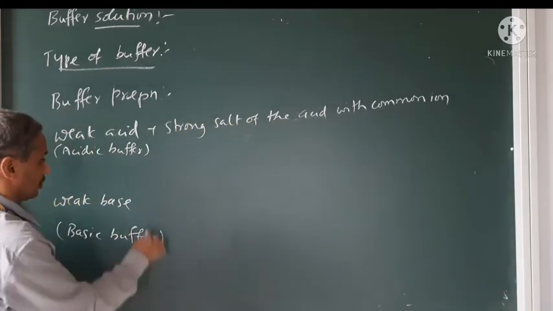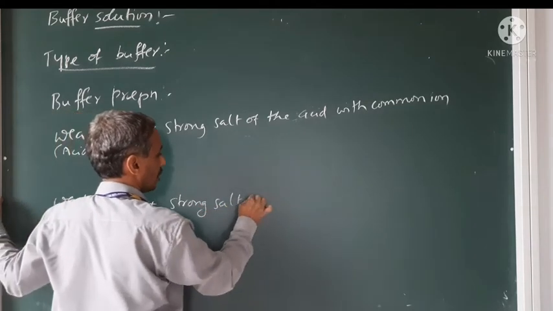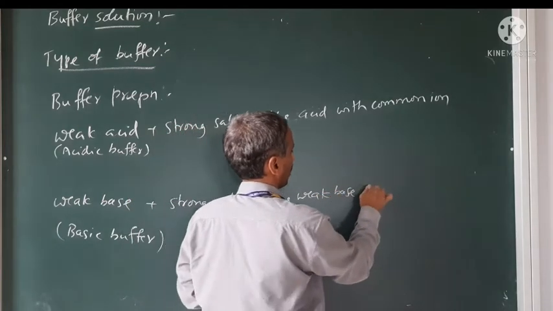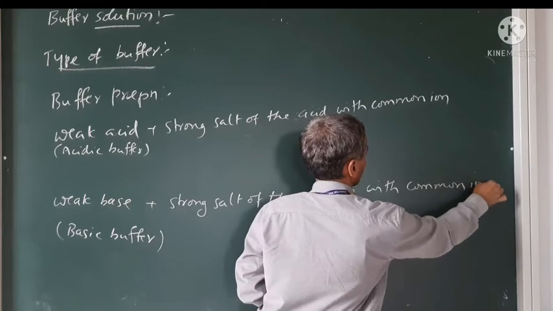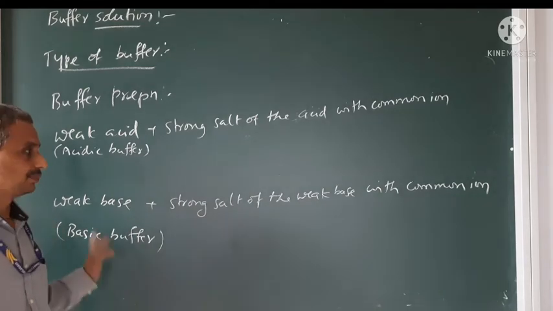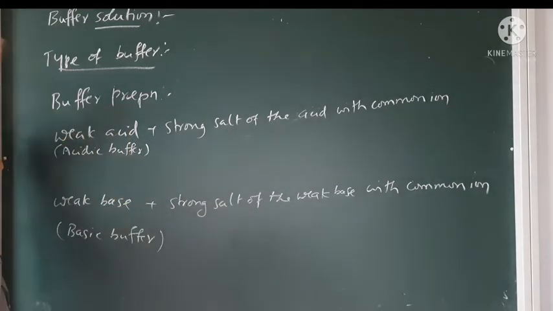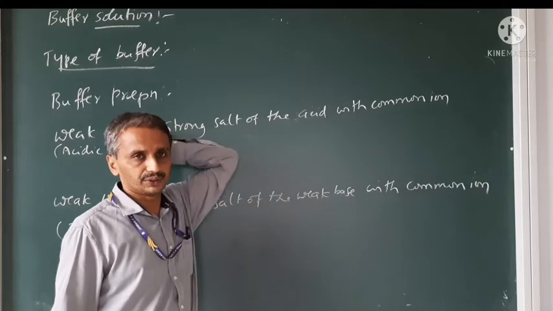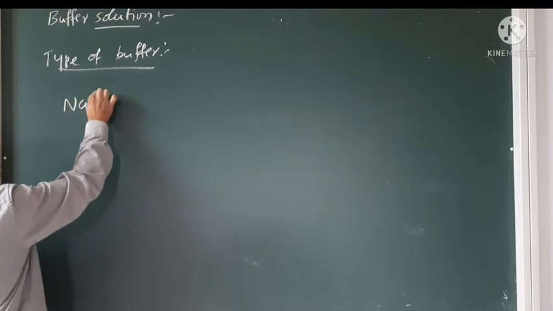Here plus strong salt of the base, weak base with common ion is a must. This forms the acidic or the basic buffer. So strong salt of the acid with the common ion and the weak acid. Strong salt of the weak base with the common ion. That forms the buffer.